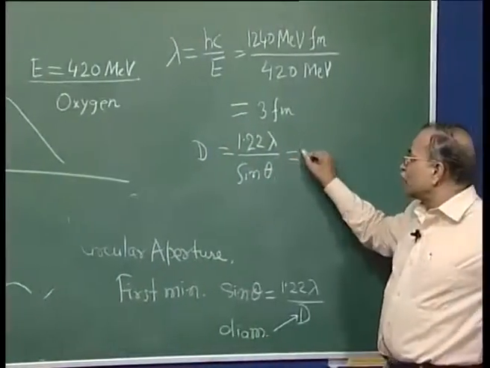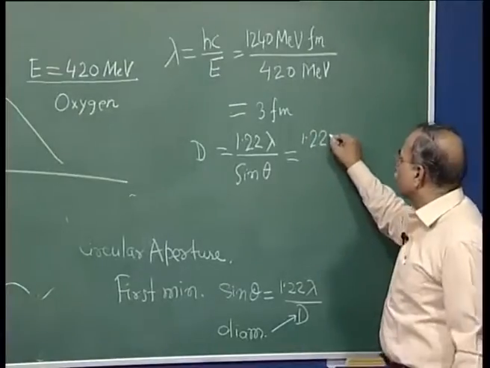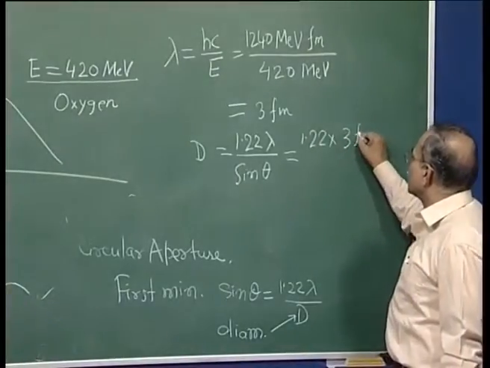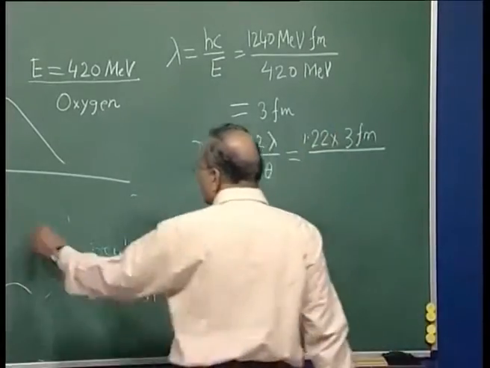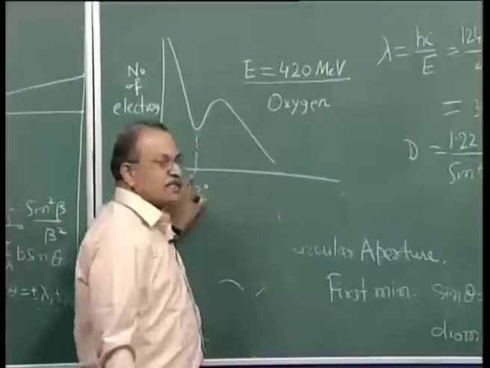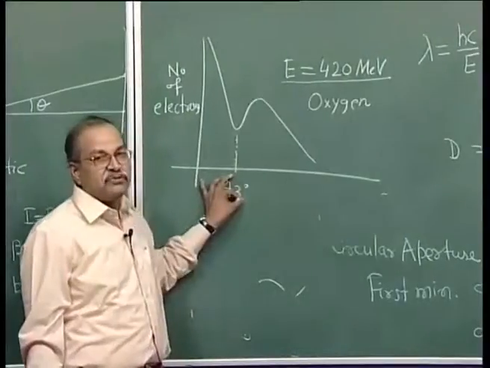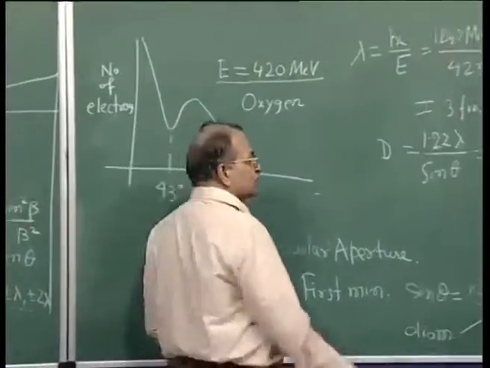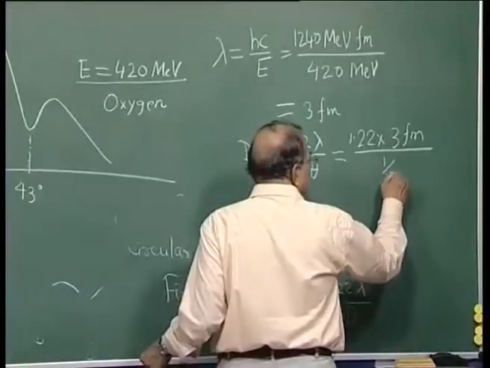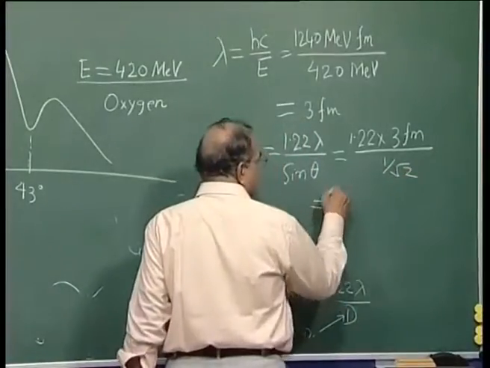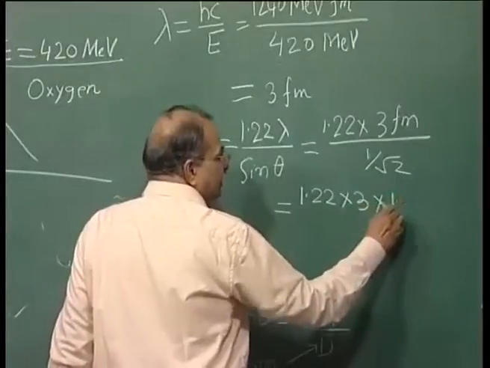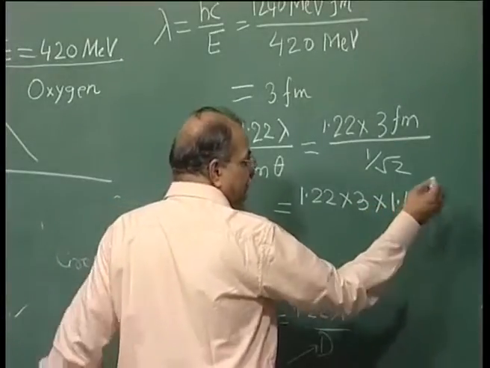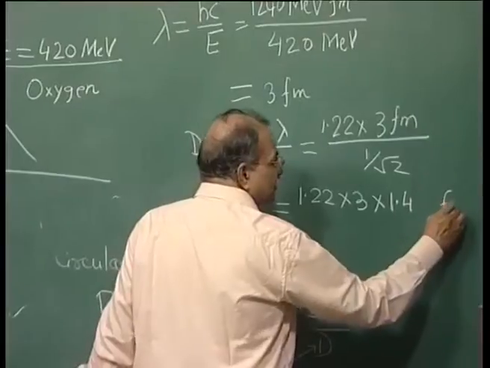So, this is 1.22 into lambda, which is 3 femtometers, divided by sin theta, and sin theta I take 45 degrees, and sin 45 degrees you know is 1 by root 2. So, this is 1.22 into 3 into 1.441 or so femtometers.